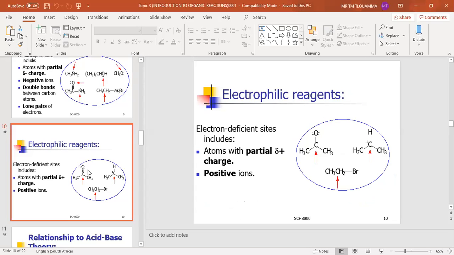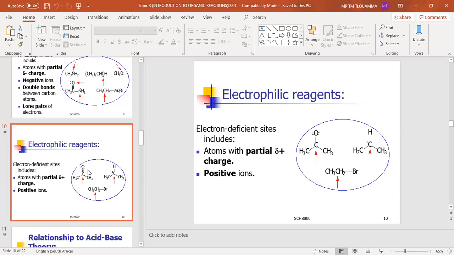We're having the electrophilic reagents. So the electrophilic reagents, we said they do what? They do accept the electrons. Okay, from the background or the knowledge of the acid-base theory, the electrophile, they do accept the electrons.